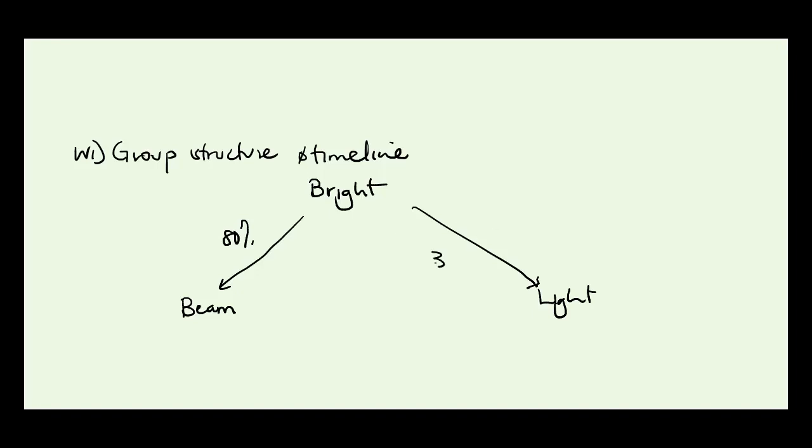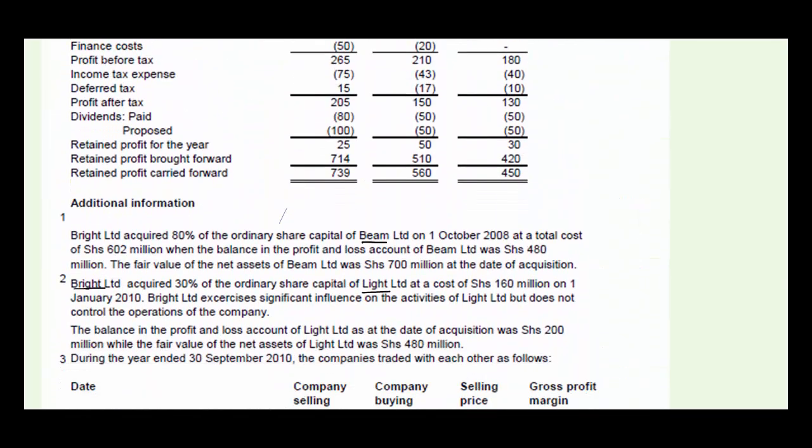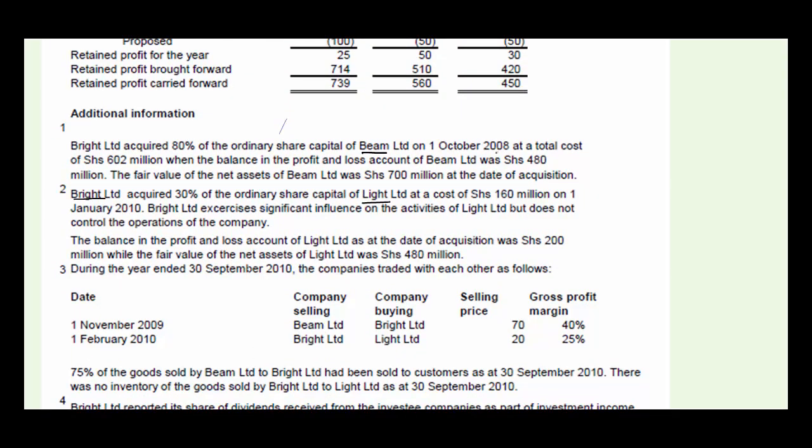30% there. So you already know that Beam is a subsidiary and Light is an associate. What are the dates of acquisition? 1st October 2008, while the other company was on 1st January 2010.